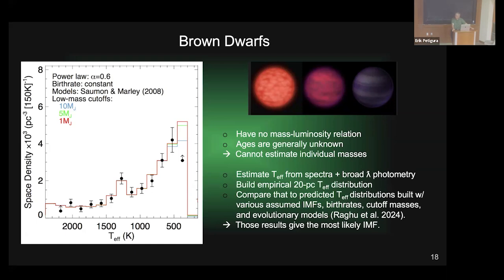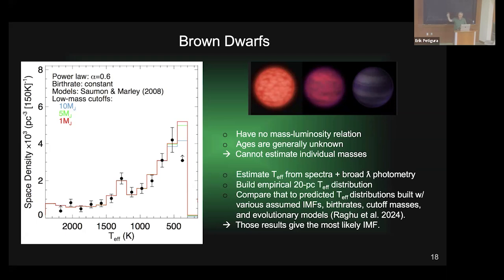The one that worked the best was the one from Saumon and Marley, which is 2008. And that one is a hybrid model where they put together models with clouds and models without clouds. And the cloudy models are the ones relevant for the L dwarfs, and the non-cloudy models are the ones relevant for the T and the Y dwarfs.